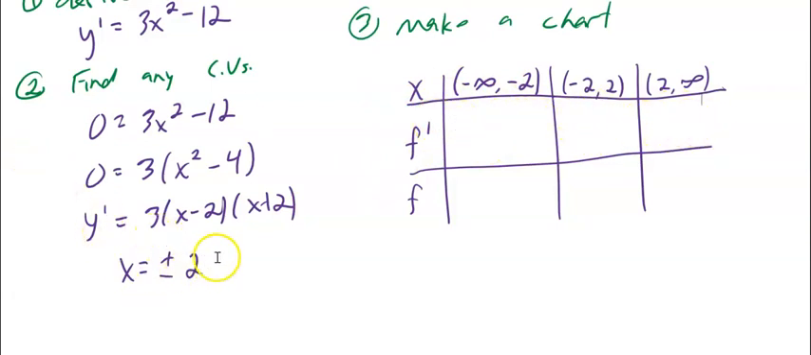Because I found the spots where it is 0 and this derivative is continuous, I know that if I can show whether the derivative is negative or positive at one point in the range from negative infinity to negative 2, or negative 2 to positive 2, or 2 to infinity, then I know what it is for the entire interval.